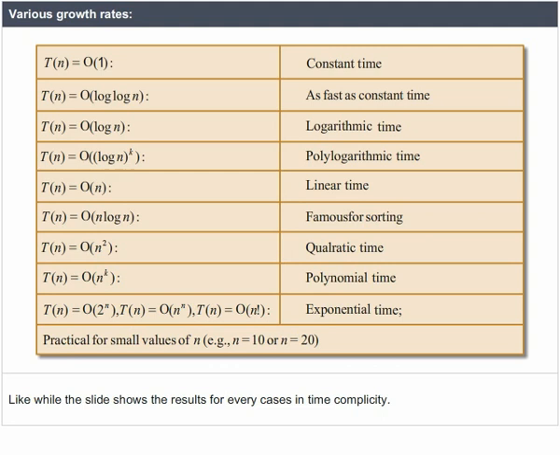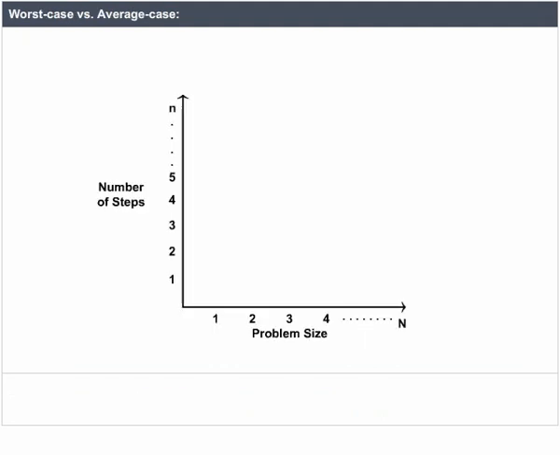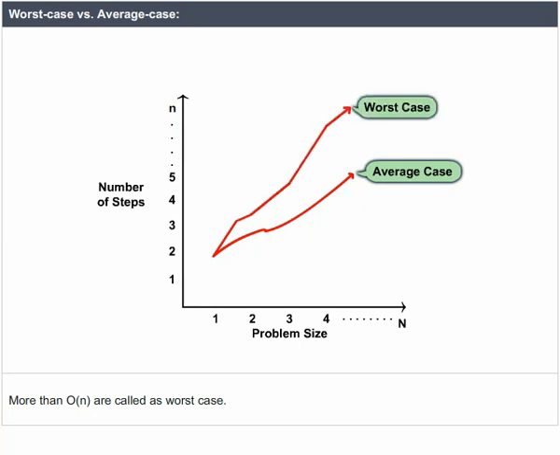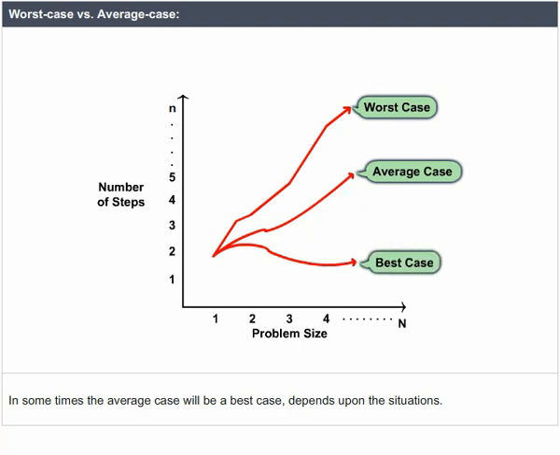Worst case versus average case. This slide represents the difference between the average and worst case. As said before, O of n is the average case for a specified algorithm. More than O of n is called the worst case. Sometimes, the average case will be a best case depending upon the situation. Therefore, the worst case is considered as the average case.